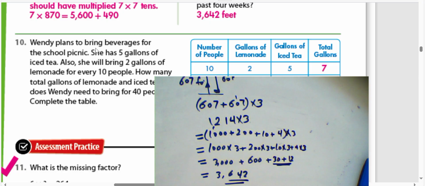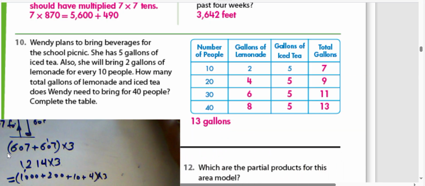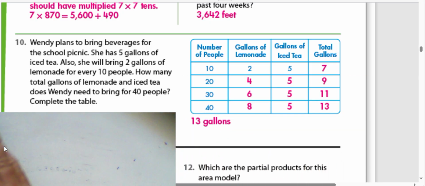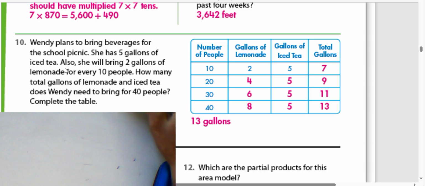Next question from the table here. He gives us the tables. Wendy plans to bring beverages for the school picnic. She has 5 gallons of iced tea. Also, she will bring 2 gallons of lemonade for every 10 people. How many total gallons of lemonade and iced tea does Wendy need to bring for 30 people?